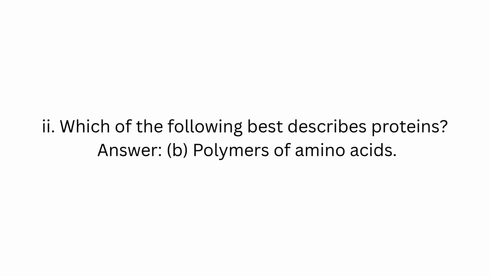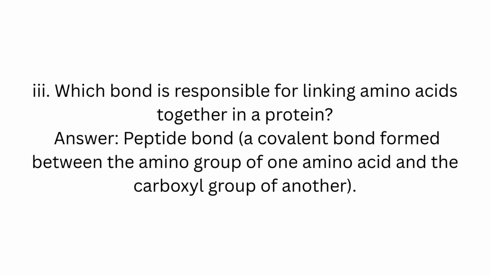2. Which of the following best describes proteins? Answer. B. Polymers of amino acids. 3. Which bond is responsible for linking amino acids together in a protein? Answer. Peptide bond, a covalent bond formed between the amino group of one amino acid and the carboxyl group of another. If you must pick one option, label peptide bond. A peptide bond is a specific covalent bond.